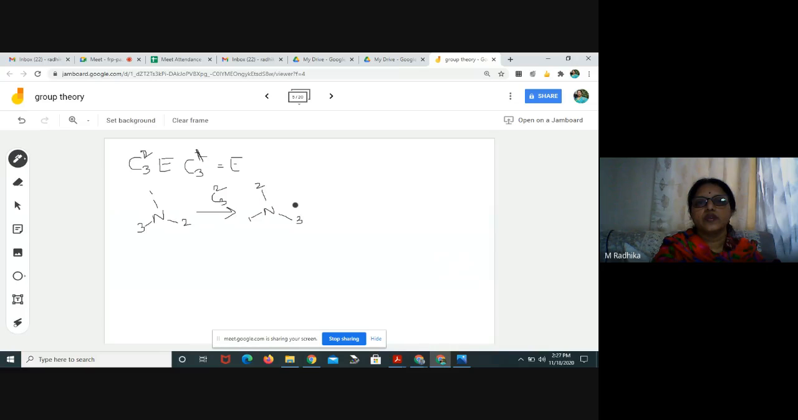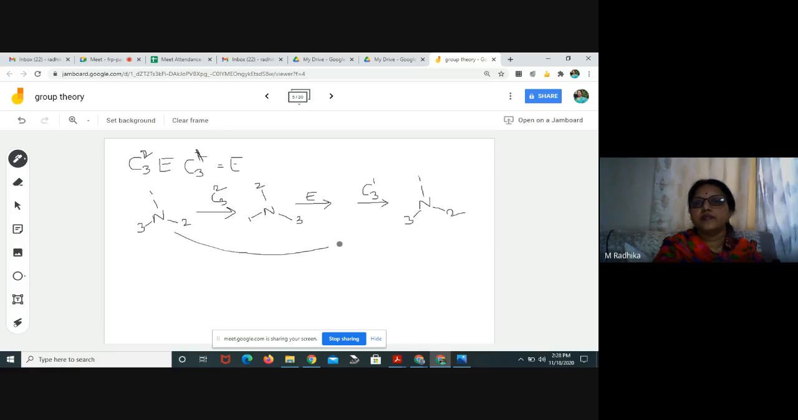Now I do the identity, which means I will get the same thing. Then I will do the C3¹ transformation for this. Identity means the same thing will come, right? There is no change. Now to the same thing I will do C3¹, which means I should rotate only once. So what will I get? I will get nitrogen, and 1 will come here. We are rotating clockwise. Then 2 and then 3.